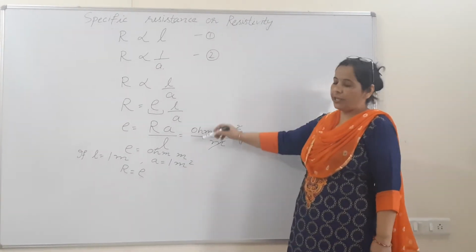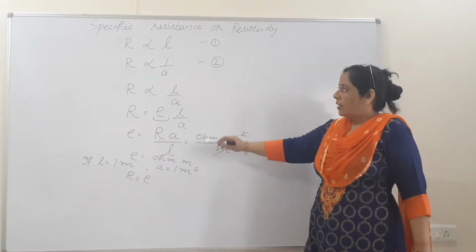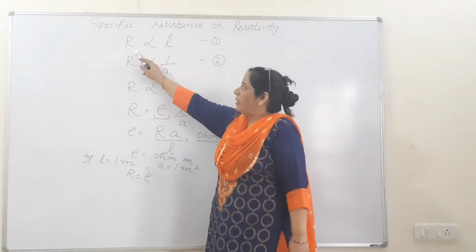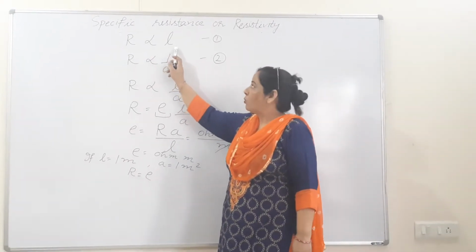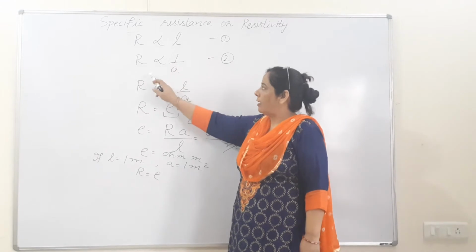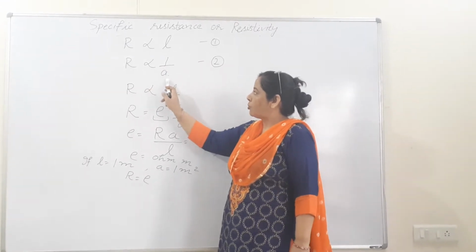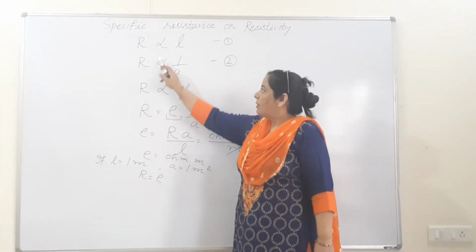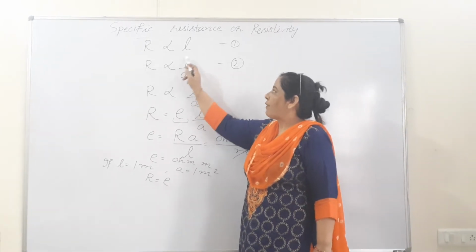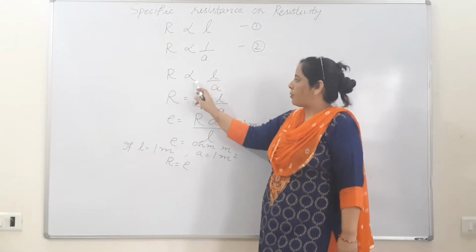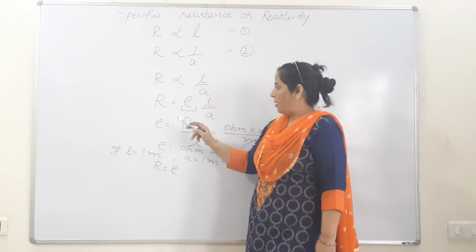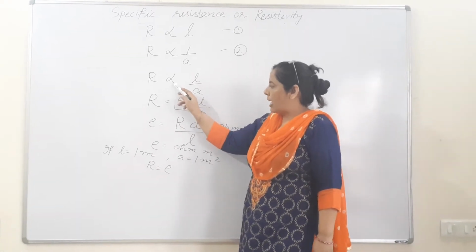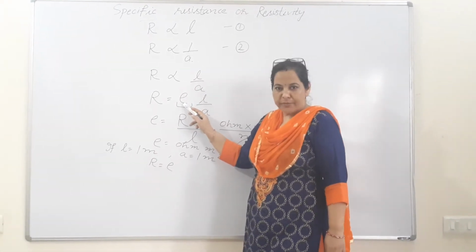That topic we have already done. In this topic we did that R is directly proportional to the length of the conductor, and R is inversely proportional to the area of cross section. Then we combined both these factors and got R is proportional to L by A. So for removing this proportionality sign, some constant must be there.